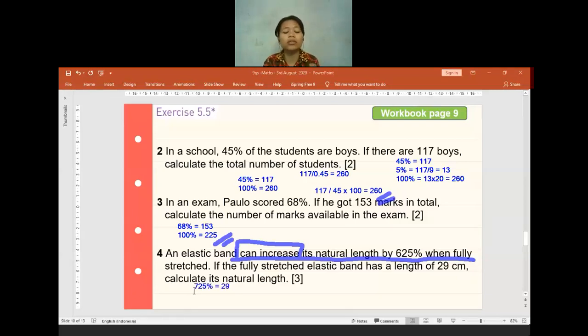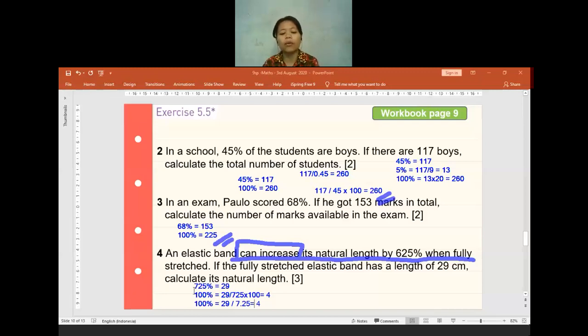Natural means the original length. The original equals 100%. So 100% will be 29 divided by 725 times 100, which equals 4 centimeters. If you feel more comfortable with the multiplier, you can do 100% equals 29 divided by 7.25. You can pick any method that you feel more comfortable with.